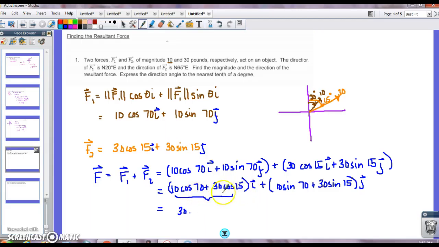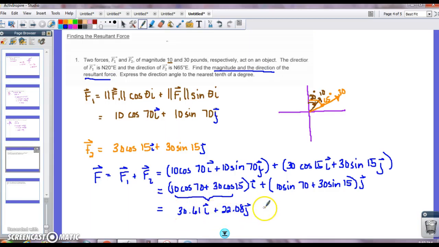This calculation you can do in your calculator. You can just put it in exactly as it's written. Just make sure your calculator is in degrees. So 30.61 i plus 22.08 j. And once you have that, then you can find the magnitude and direction of the resultant force. This is the resultant force right here.